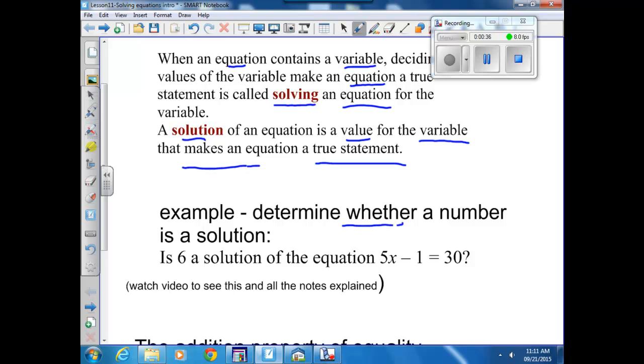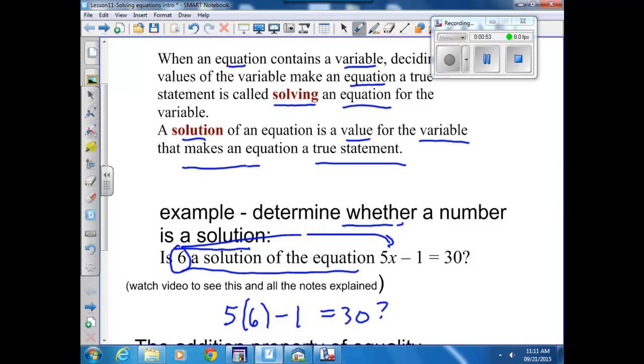Determine whether a number is a solution. Is 6 a solution to this equation? Well, a lot of people start by grabbing 6 and storing 6 in place of the variable. So 5 times (6) minus 1, does that make 30? Well, clearly 5 times 6 is 30, but minus 1 is 29. And since 29 does not equal 30, the answer is no. 6 is not a solution.